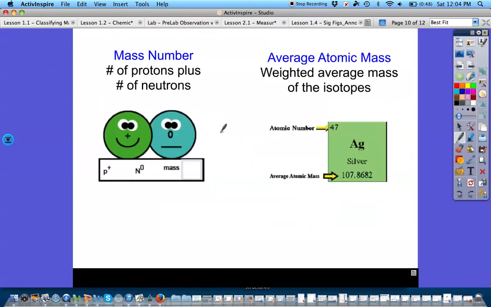So what's the difference between mass number and average atomic mass? Mass number, remember, is the protons plus the neutrons. So we have 1 proton, 1 neutron, that gives us a mass of 2. The average atomic mass is the weighted average mass of all of the known isotopes. In a few lessons, we are going to talk about how to calculate average atomic mass, but for now, you just need to know that it's the weighted average mass of all the isotopes.